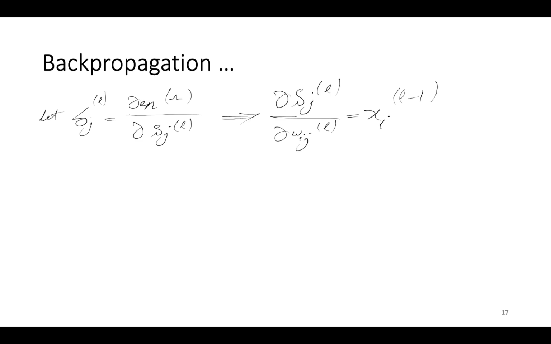So let's see what exactly we need to compute next Monday, actually. So let delta j of L be the exact update that needs to be done backward, okay?